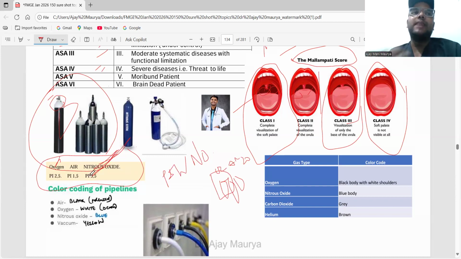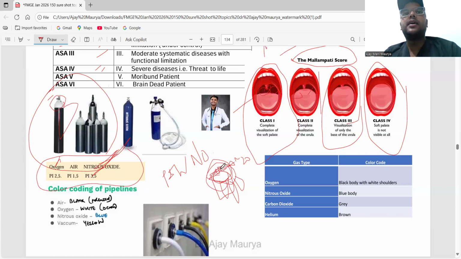So by these numbers, for everything, we avoid any mistakes while we are in an emergency. That's why everything has a particular number. So this is the oxygen here, and there is a pin index number 2,5.